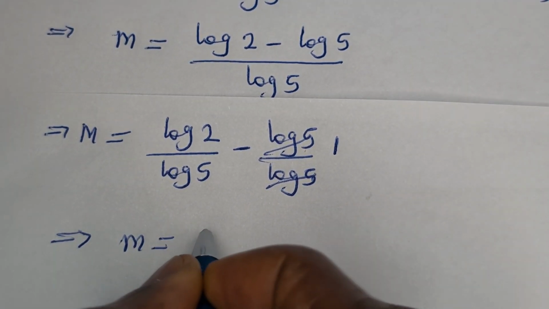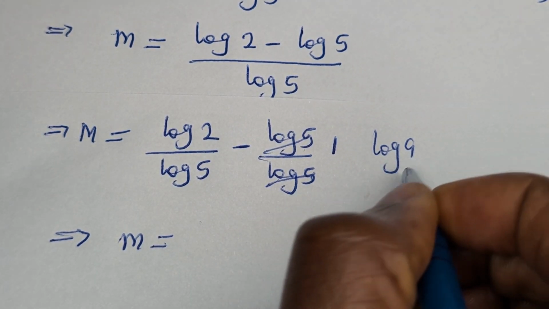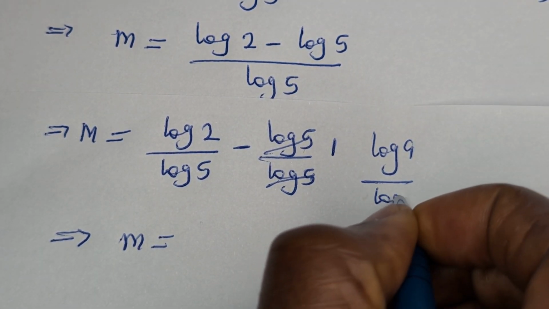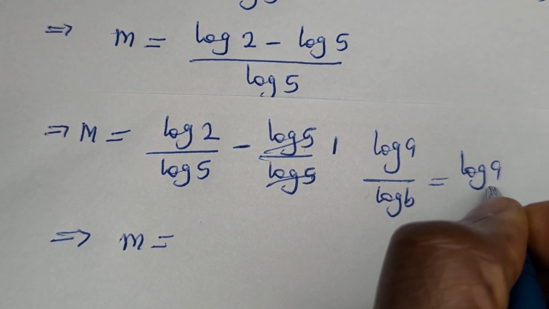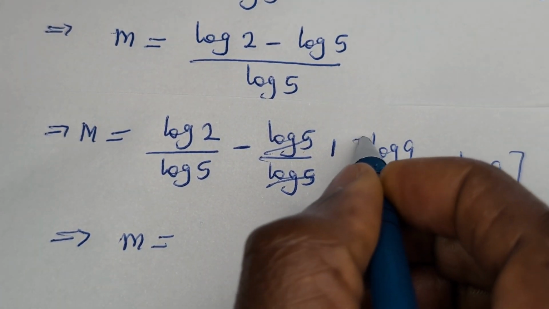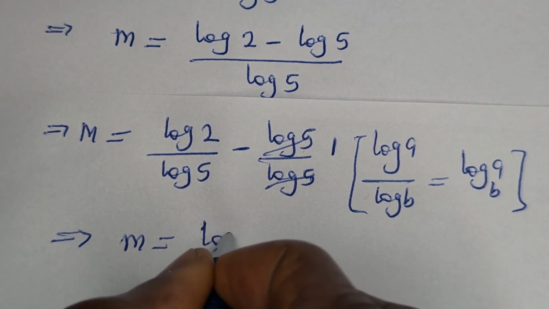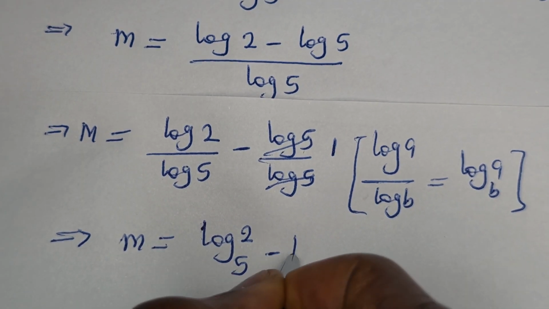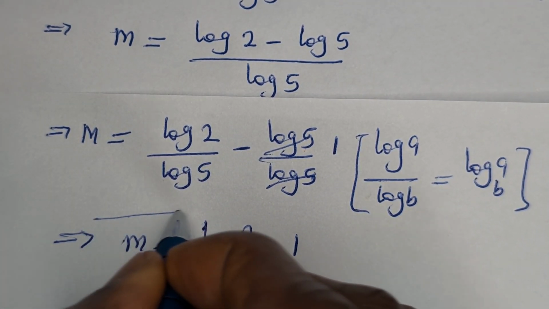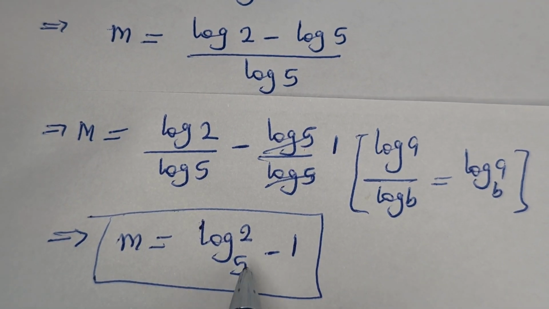M is equal to, if you have log a over log b, this is equal to log a base b. Here we have log 2 base 5 minus 1. And this is the final answer. We may check to confirm if this answer is right or wrong.